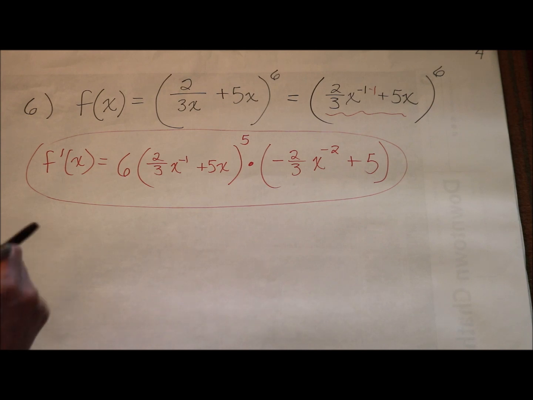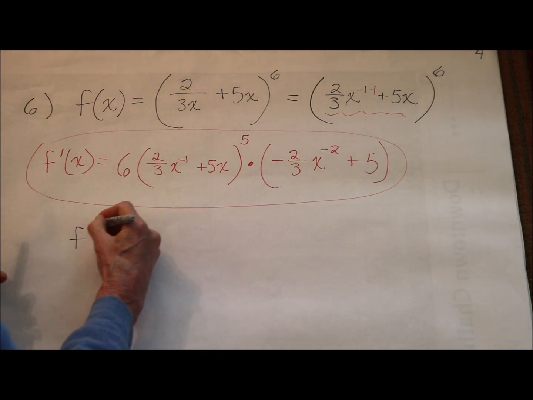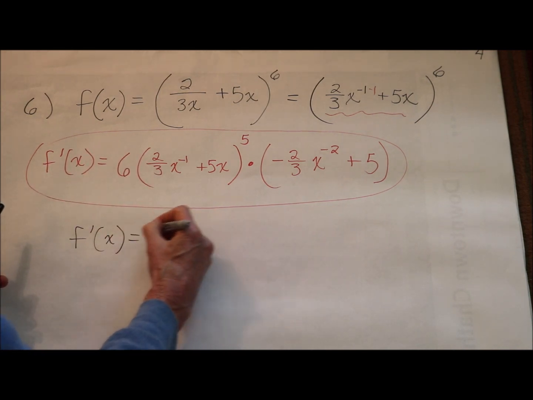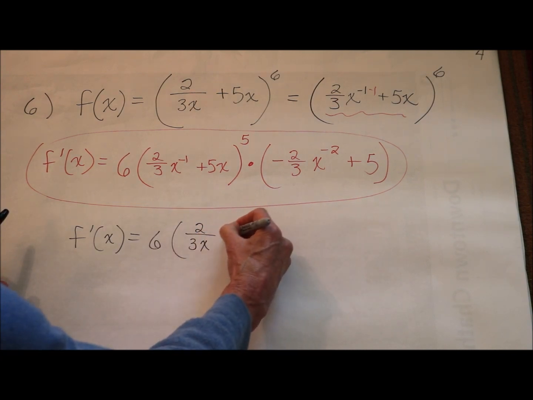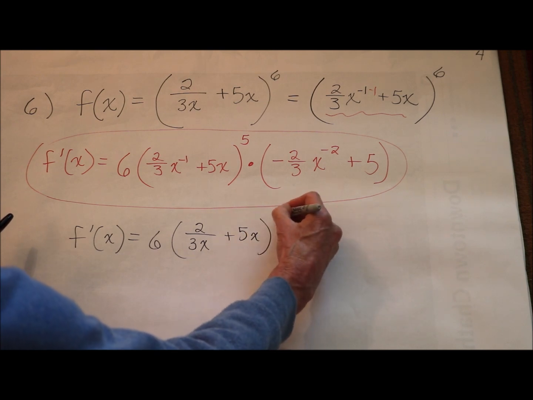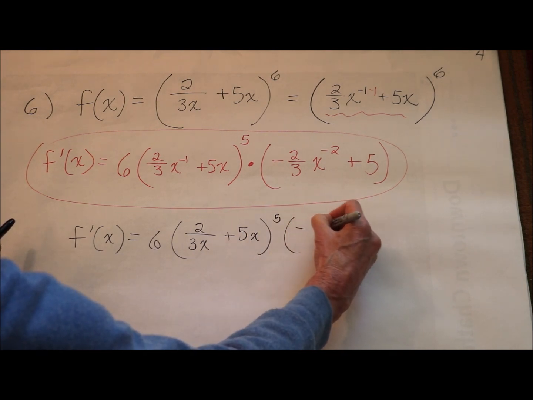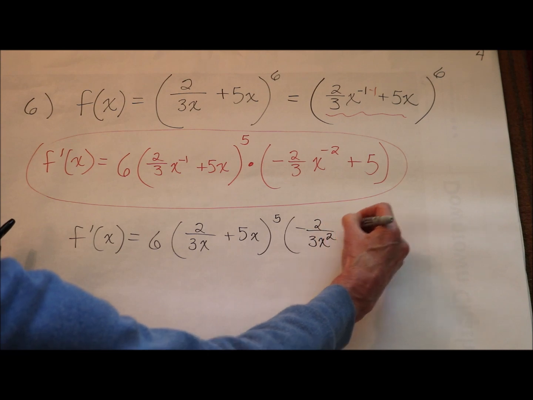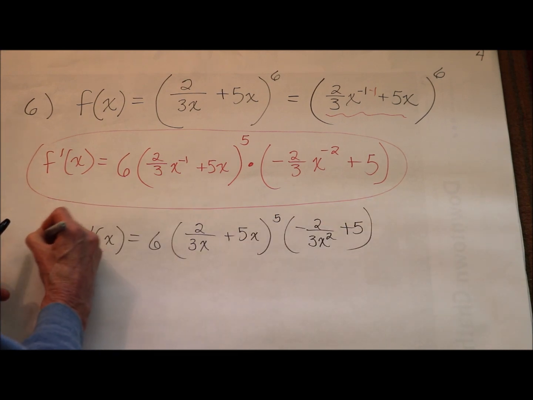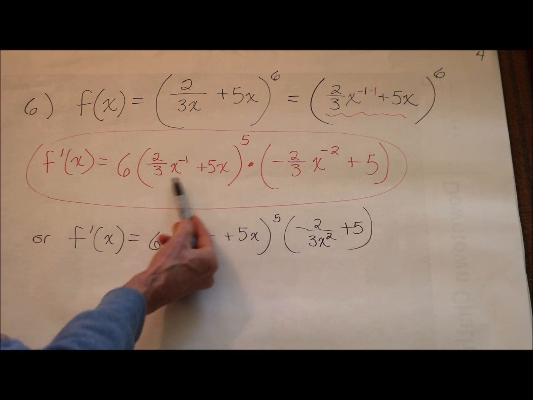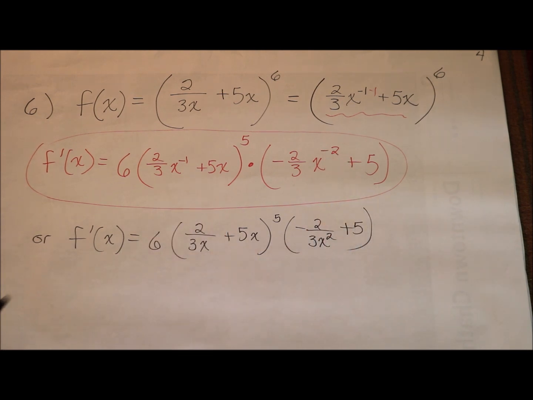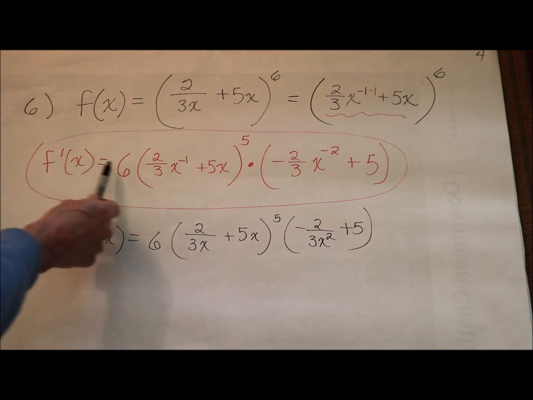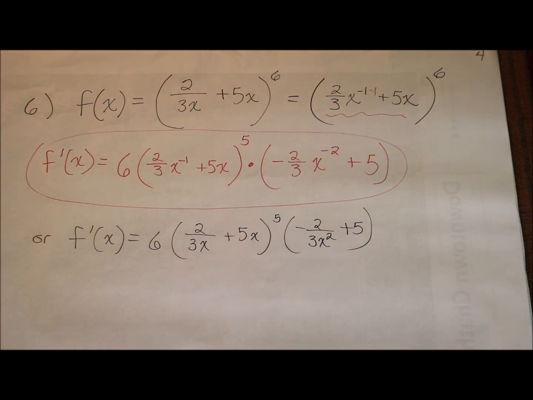If you wanted to, you could rewrite things without negative exponents, but there's no need to do that. Positive or negative exponents are kind of interchangeable, but if you like rewriting it like this, that would be fine also. I just brought that x to the negative 1 down into the denominator. I brought that x to the negative 2 down into the denominator. Either of these would be considered acceptable answers for your derivative.